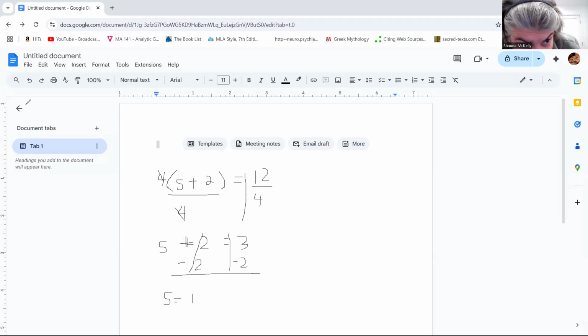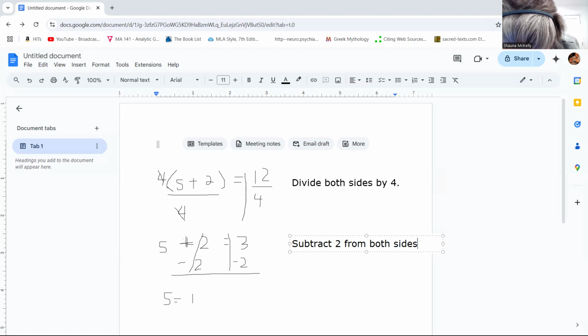So if you need to write the steps, you would say divide both sides by 4. And here you would say subtract 2 from both sides. Okay, that's one equation that we did. I'm going to show you one more. And I hope this will be a starting point for some of your own equation solving.